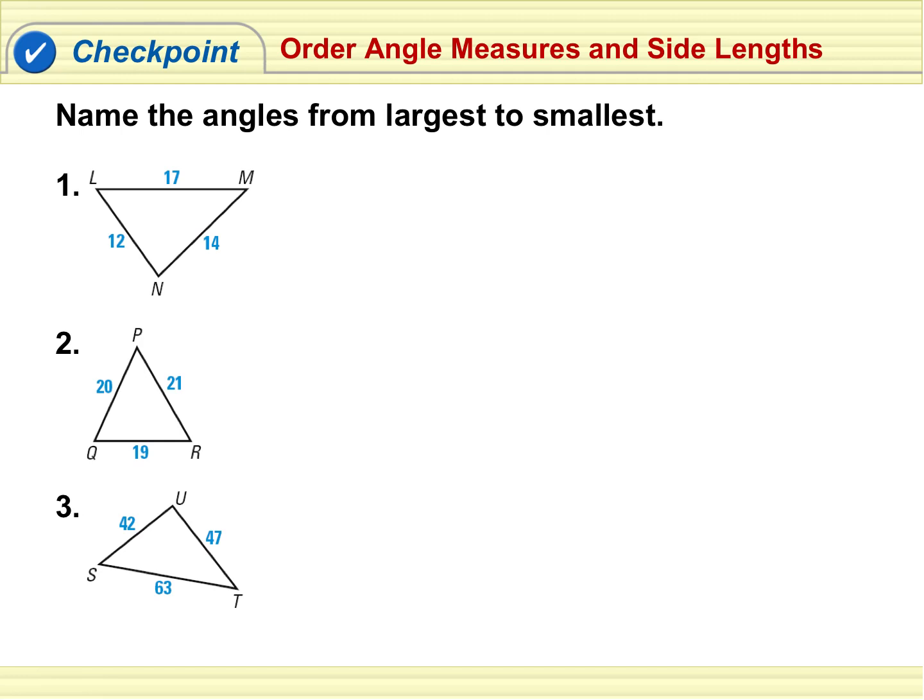Go ahead and do those next 2 slides, those bottom ones. What is my largest angle on 1? 17. That's my largest side, so what's my largest angle? Yep, you got it. N, what's my next one? MN's my next one, so what's the angle with it? It's L. Okay, remember we're going across. So 12, what's the angle across from 12? M, good.